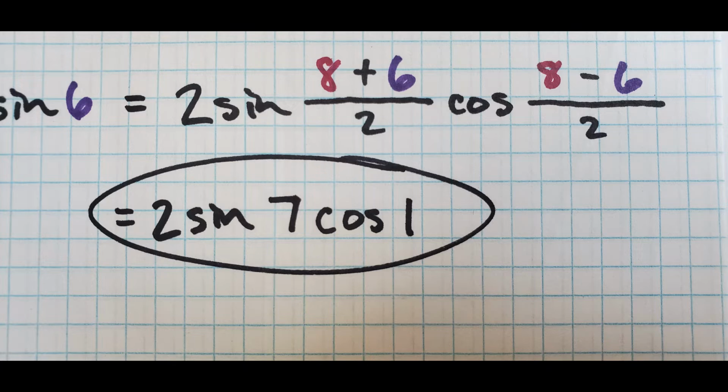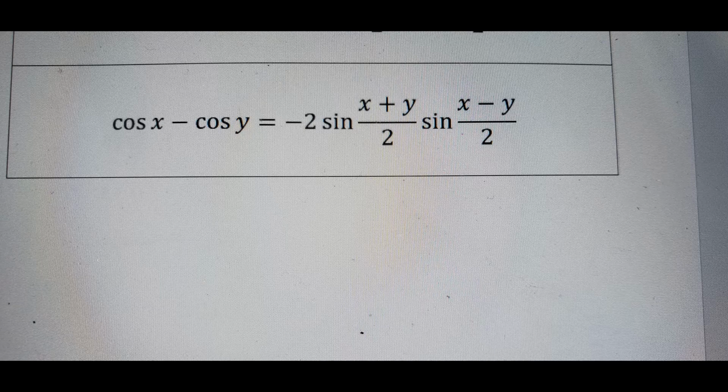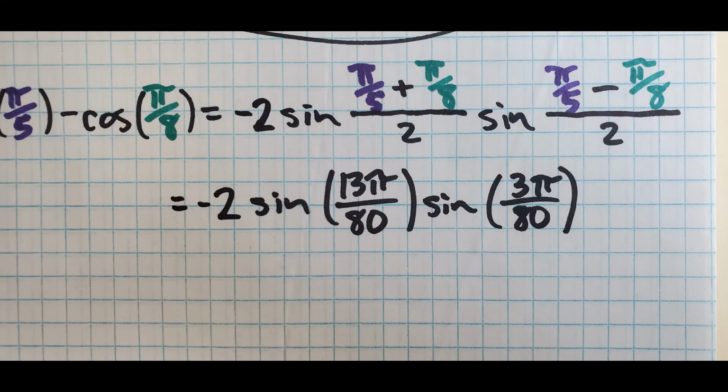Okay. Next one, they give it to us in radians, so it's going to be the same thing. We have cosine minus cosine, so we go in our sheet. Cosine minus cosine is this. So plug those into here. Now, this has the added difficulty of dealing with the fractions, so I'm going to turn those denominators and all those into 40s. So I ended up with this.